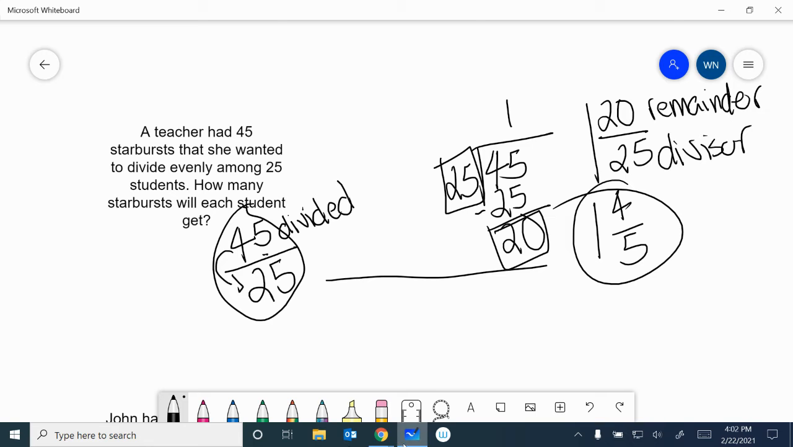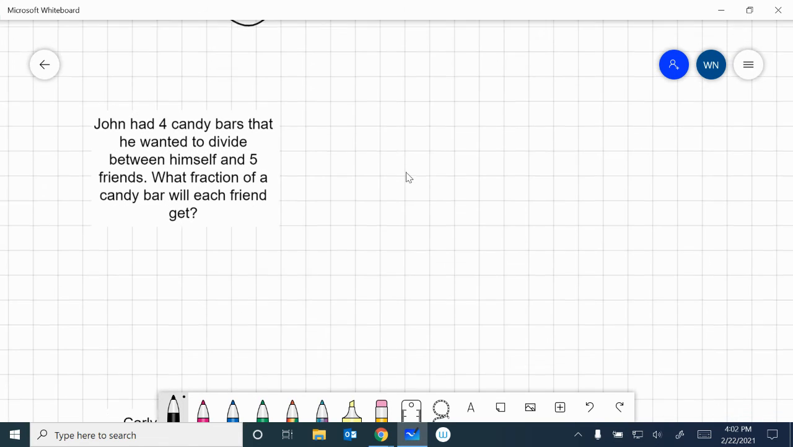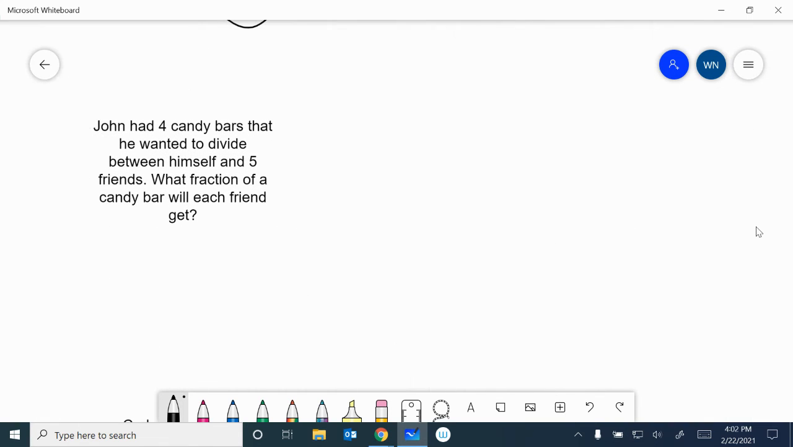Let's do that again with your next problem. John had 4 candy bars he wanted to divide between himself and 5 friends. What fraction of a candy bar will each friend get? So again, we've got our 2 numbers here. We've got 4 and 5, but I hope you caught it. We've got himself and 5 friends, so really we've got 4 and 6.